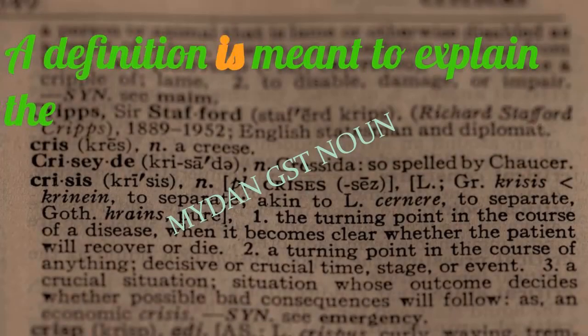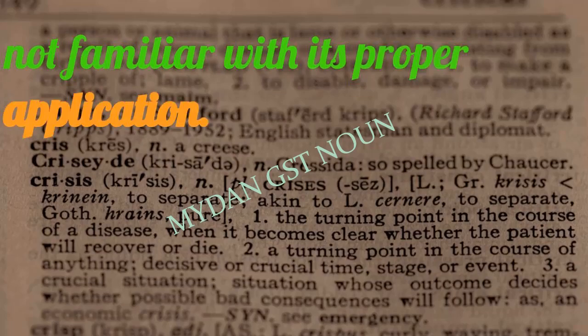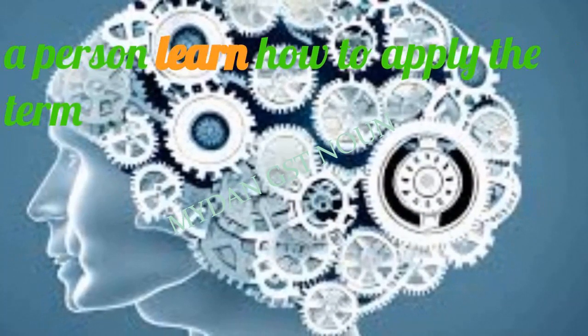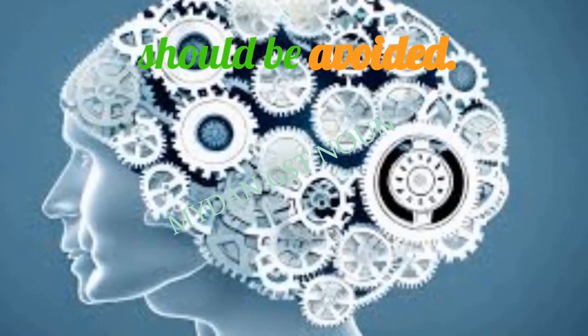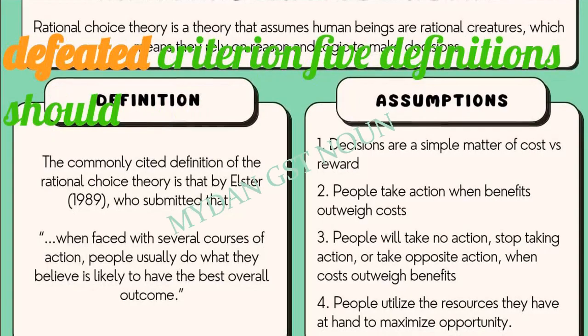Criterion 4. Definitions should avoid figurative or obscure language. A definition is meant to explain the meaning of a term to someone who is not familiar with its proper application. Thus, language that does not help such a person learn how to apply the term should be avoided. Otherwise, the purpose of the definition is defeated.